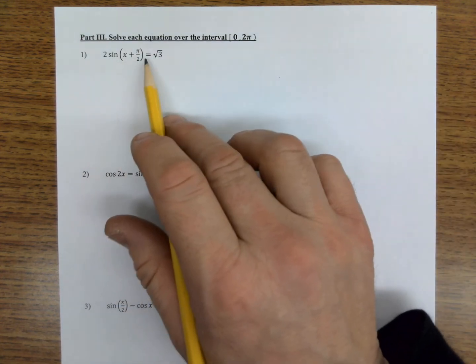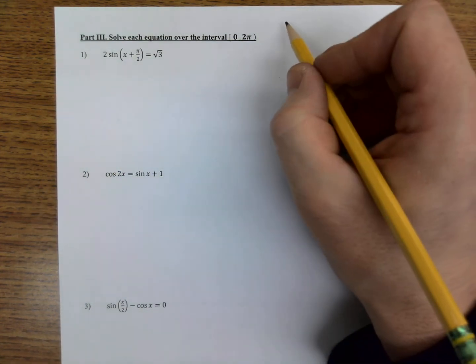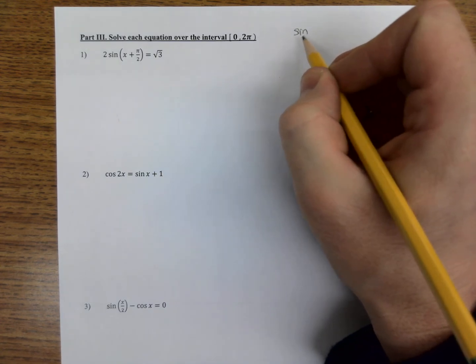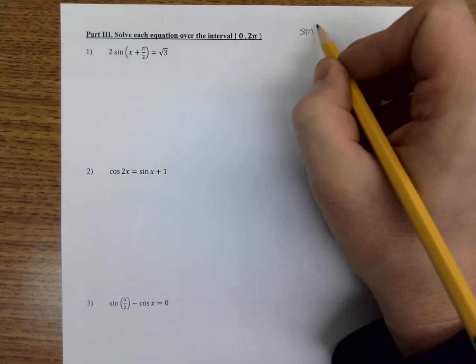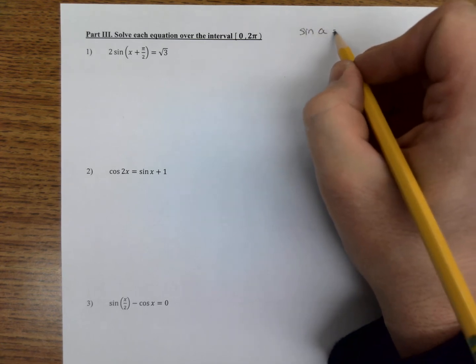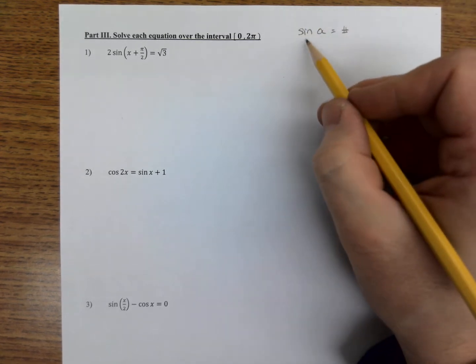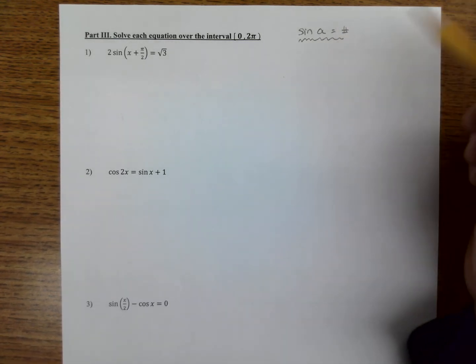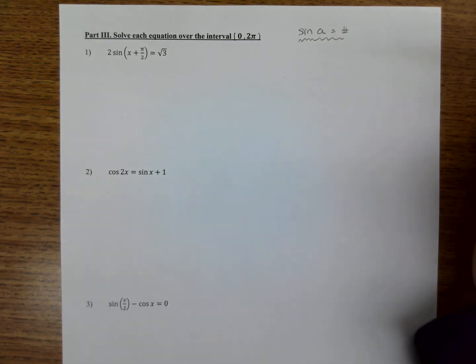And solving trig equations is one thing. It is getting it to the point where you have a trig function, any one, of something is equal to a number. So we have to simplify it down to this. And once we get down here, we can use a unit circle if it's on the unit circle, or a calculator if we need to.